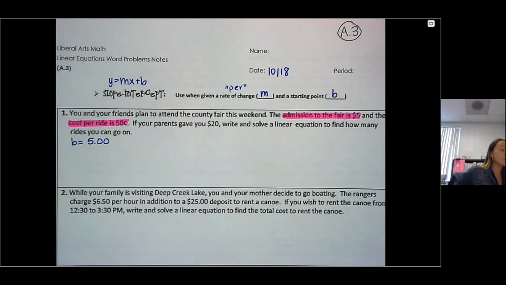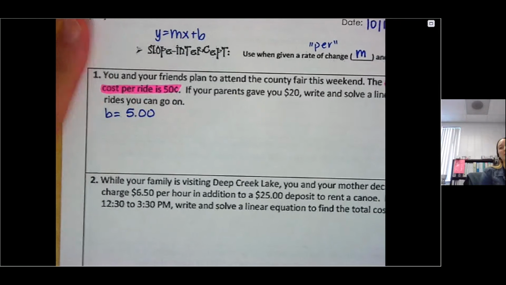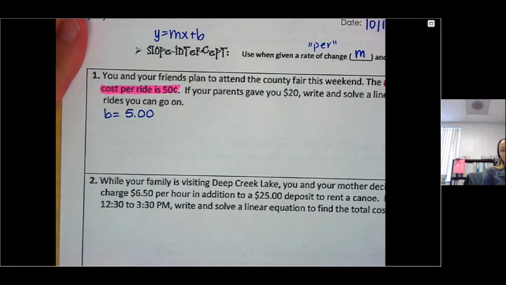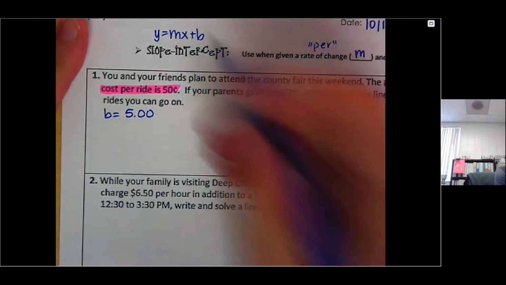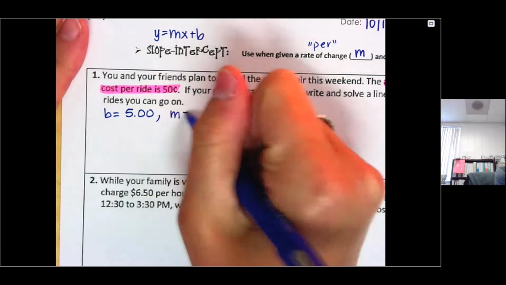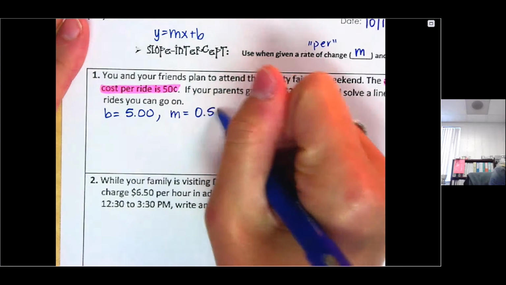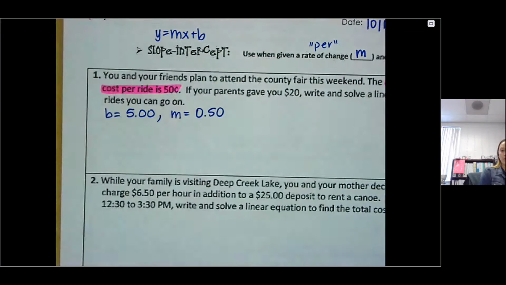Okay, your slope is your money per ride. So how much do you have to spend to go on a ride? 50 cents. Now, how do I write that? 0.5. There you go, 0.5. So your slope is 50 cents, 0.5 or 0.50.